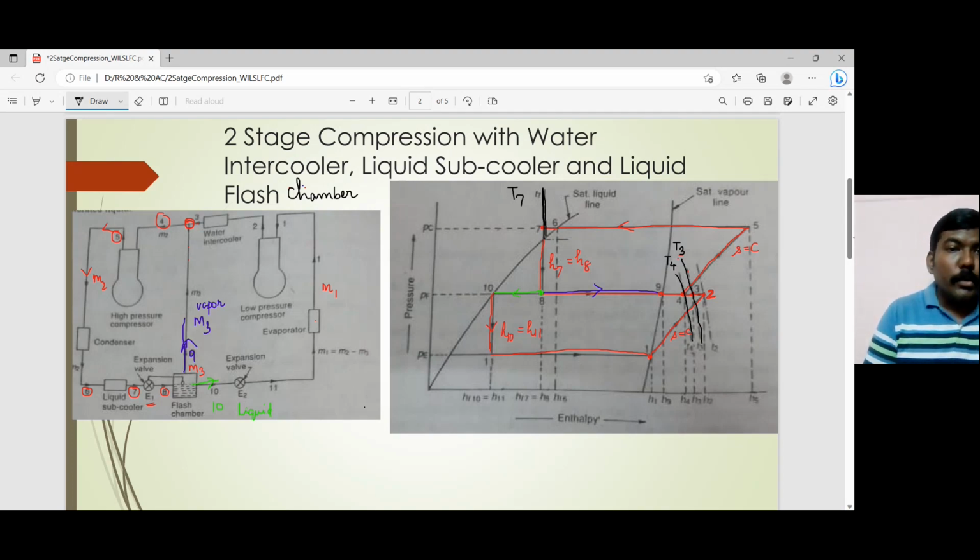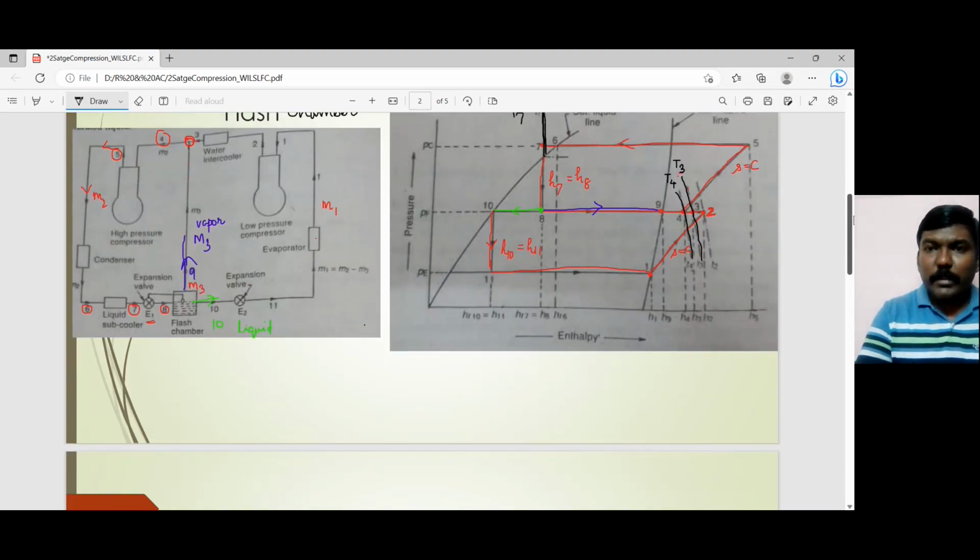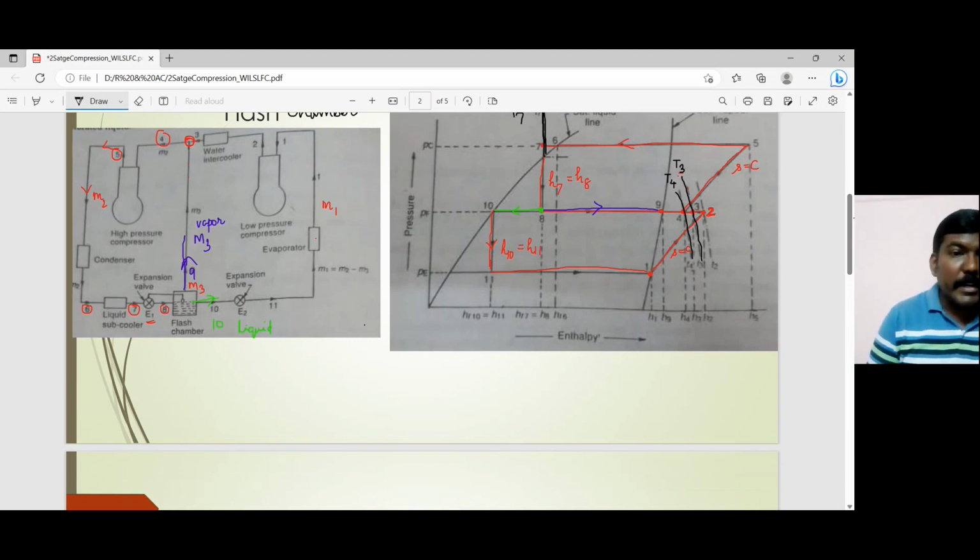The vapor is taken to the high pressure compressor and the liquid is sent back to the evaporator. Okay, so this is the layout and the p-h chart for two-stage compression with water intercooler, liquid subcooler, and liquid flash chamber. And before proceeding to the problem, let's look at these two specific conditions.